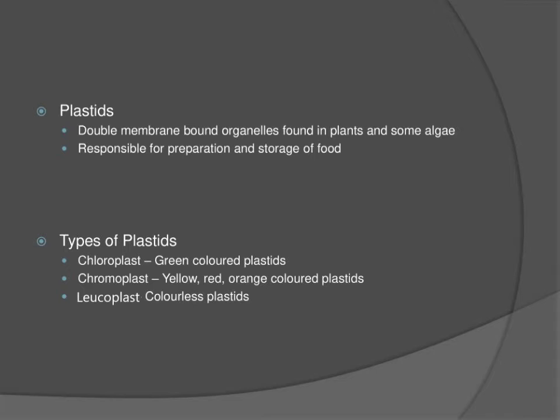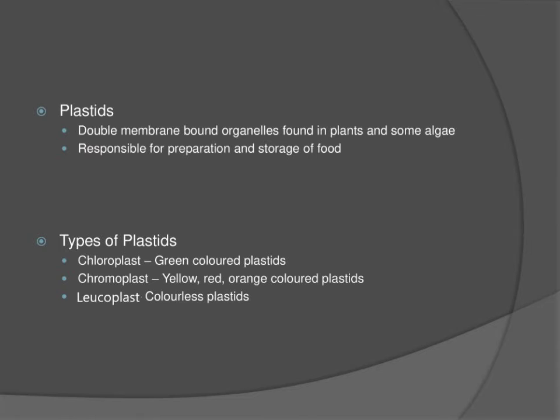Now these plastids are of three types. First one is chloroplast. Chloroplasts are green colored plastids. Second type is chromoplast. Chromoplasts are yellow, red and orange colored plastids. Third one is leucoplasts. Leucoplasts are colorless plastids. So these are the types of plastids.